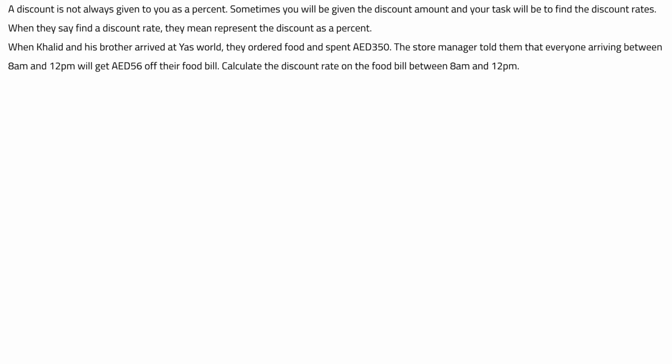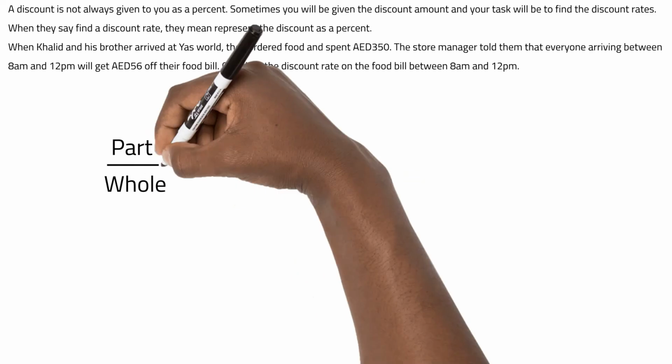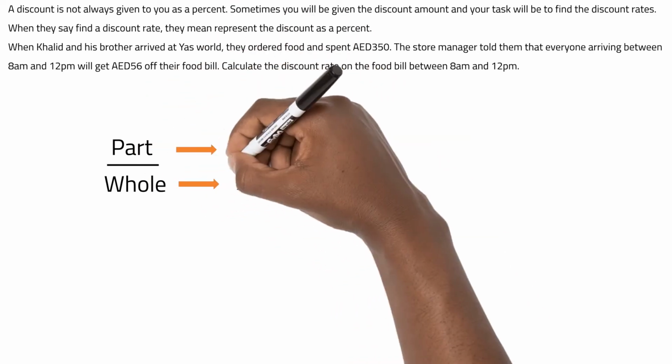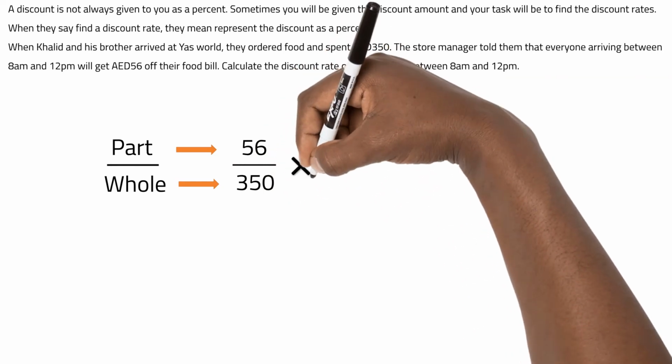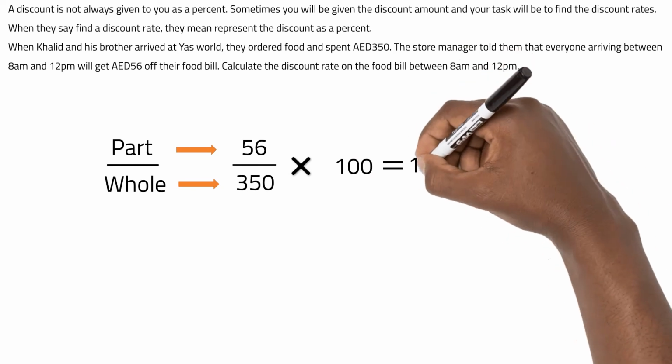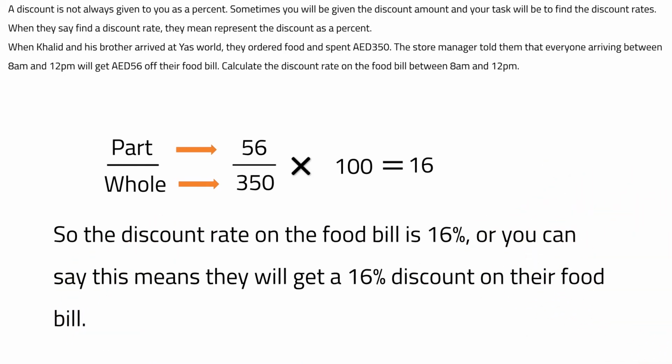Now here, the discount is not a percent but an actual amount. So we need to find out what part of 100% represents this 56. You must understand that the 56 will be taken from the 350. So 56 is a part of 350 and 350 is the total bill or the whole. The easiest way to convert a number to a percent is to write a ratio or a fraction comparing the part with the whole. Here, 56 is a part of 350, and 350 is a whole. So 56 will be the numerator, and 350 will be the denominator. Then we will multiply this fraction or ratio by 100. This will give us 16. So the discount rate on the food bill is 16%, or you can say this means they will get a 16% discount on their food bill.